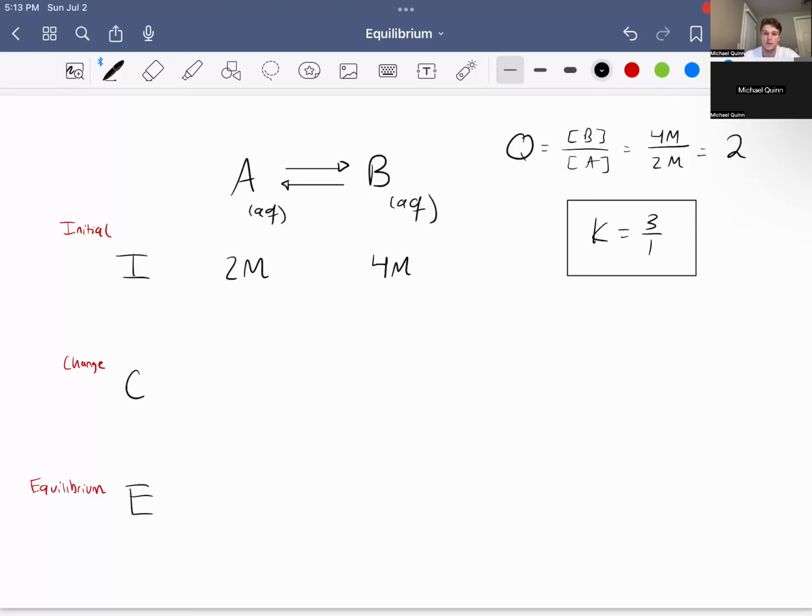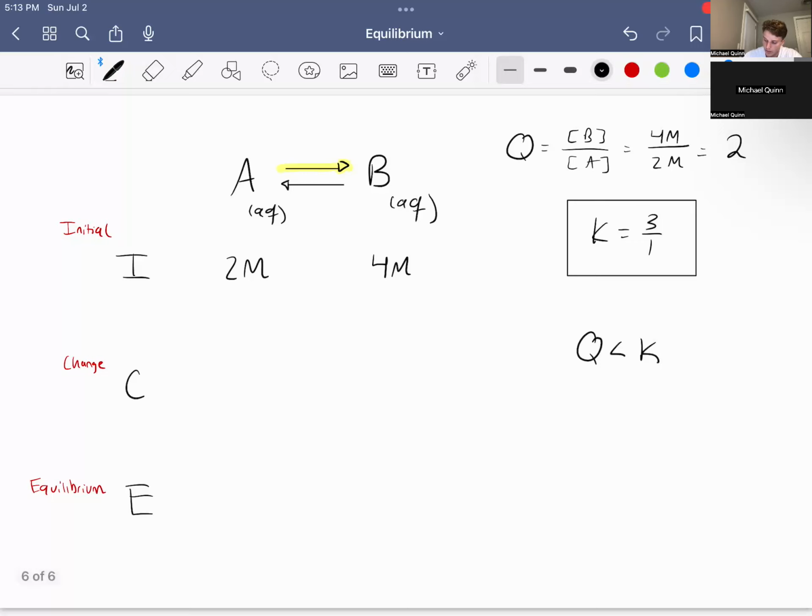So the first thing that we need to do is decide whether Q is equal to, less than, or greater than K. As we can see, Q is 2 and K is 3. So Q is less than K. So we know that this reaction needs to proceed to the products. So we want to push this reaction in this direction. Therefore, we can increase Q and it will catch up to K and we can eventually get Q equals K and we are at equilibrium. And remember, every reaction is chasing this equilibrium where Q equals K.